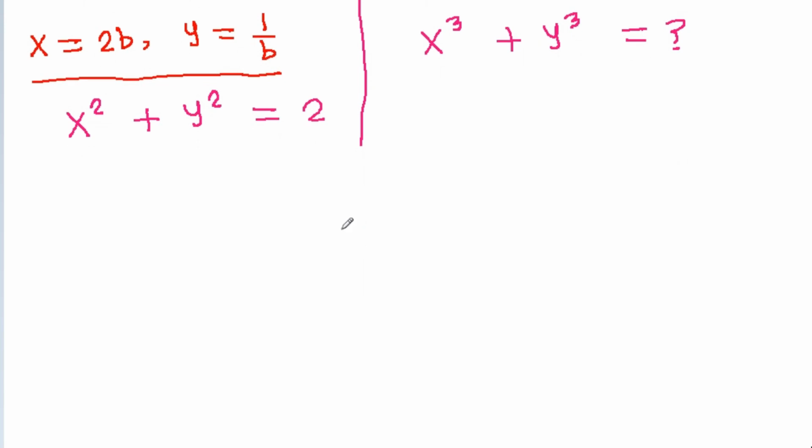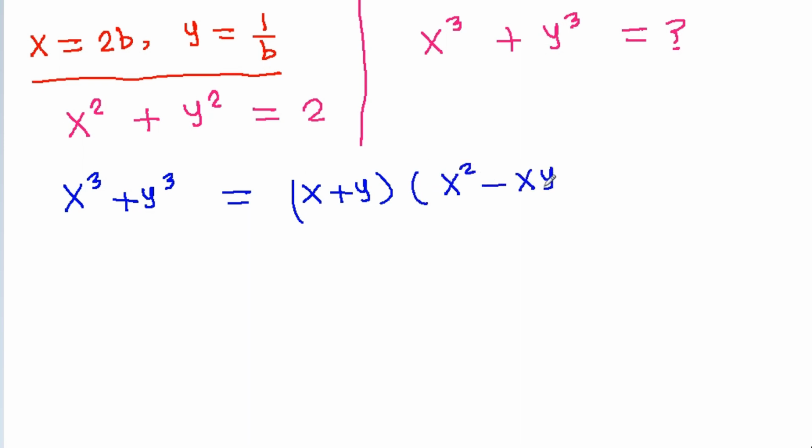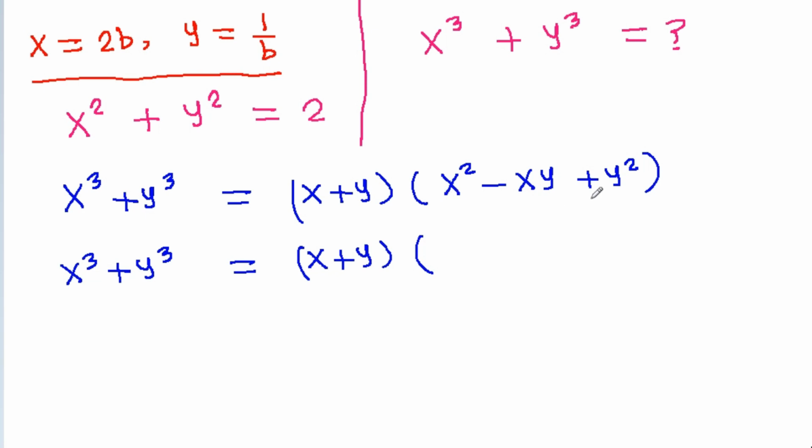And we know that x³ + y³ = (x + y)(x² − xy + y²). So x³ + y³ will be equal to (x + y) times (x² + y², which is 2, minus xy).